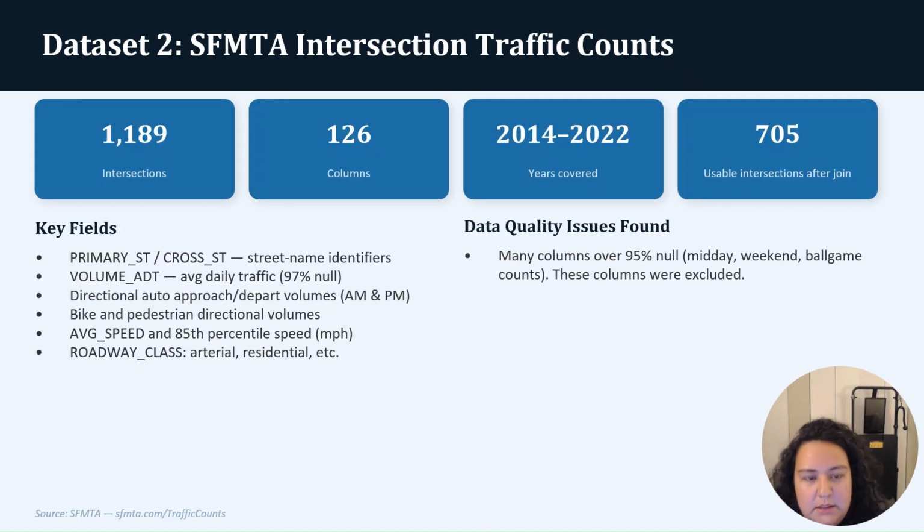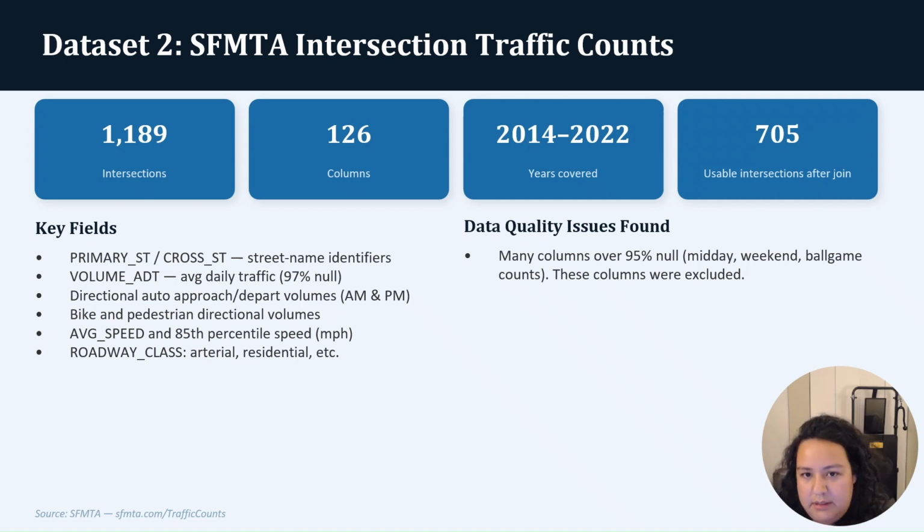The secondary dataset is the SFMTA intersection traffic counts dataset, which has about 1,200 intersection records across 126 columns covering 2014 to 2022. This is the traffic volume denominator that makes the exposure normalization possible. This data set identifies locations by street name rather than coordinates, so these had to be geocoded. Additionally, after joining and filtering for quality, only 700 of the original 1,200 intersections remained usable.